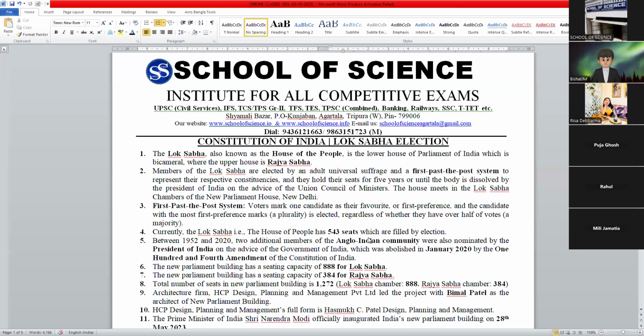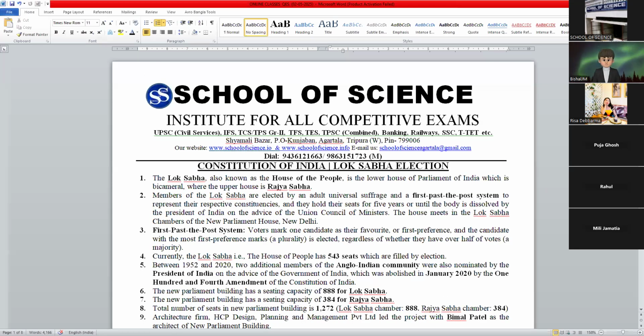So look here, very important things are here. Constitution of India, Lok Sabha election. Now the Lok Sabha, also known as the House of People, is the lower house of Parliament of India, which is bicameral, where the upper house is Rajya Sabha. Like Britain, we also have our parliament bicameral. We have lower house and the upper house. The lower house is called the Lok Sabha and the upper house is called Rajya Sabha.